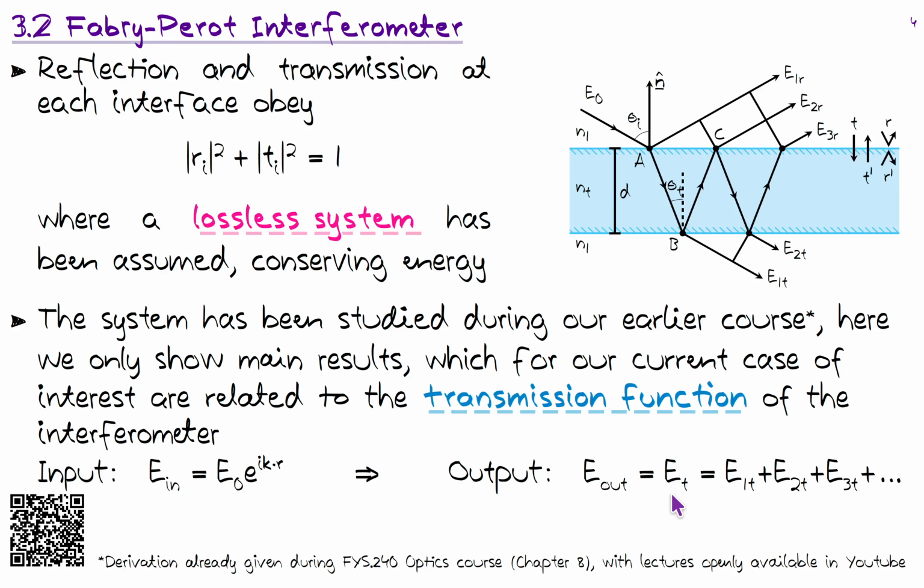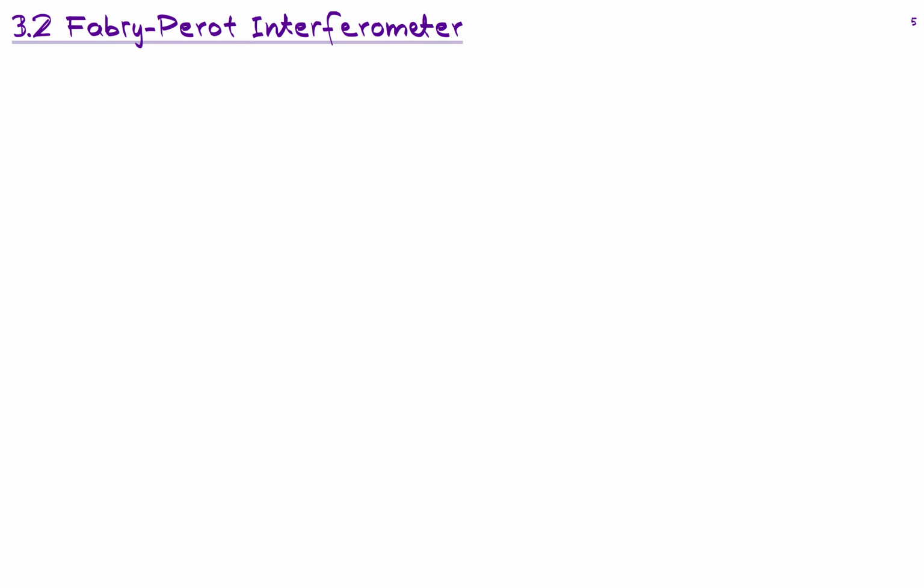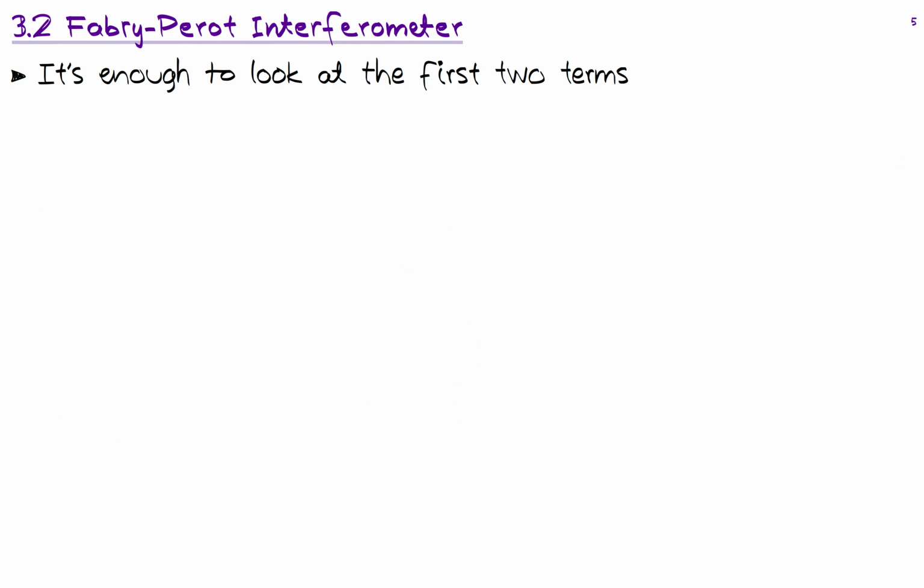So the total transmitted field, the output field of interest here, is the sum of all these subfields here. And if you're really interested in the derivation, please have a look at the previous lectures on a previous course. So we really only need to look at the first two terms to get an idea how the transmission function looks like. So we just look into those contributions now.